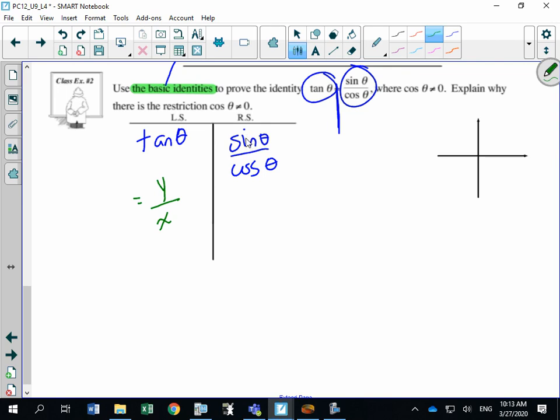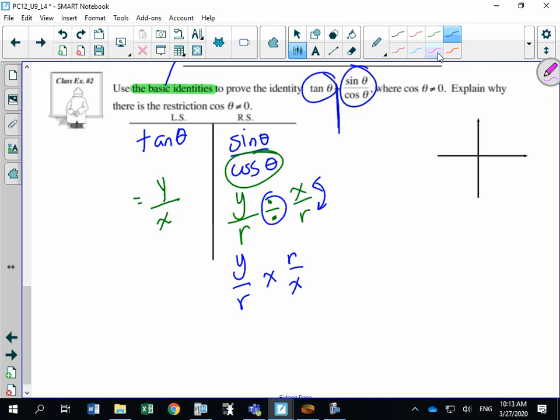Let's see what happens when I take out sine and put in its basic identity divided by cos. What will I get on the right-hand side? If I get y over x, I've proven that identity. So sine theta, sine is SOH, y over r, divided by cos theta, which is x over r. Y over r times the reciprocal of this, r over x. And r and r will cancel, and I get y over x.